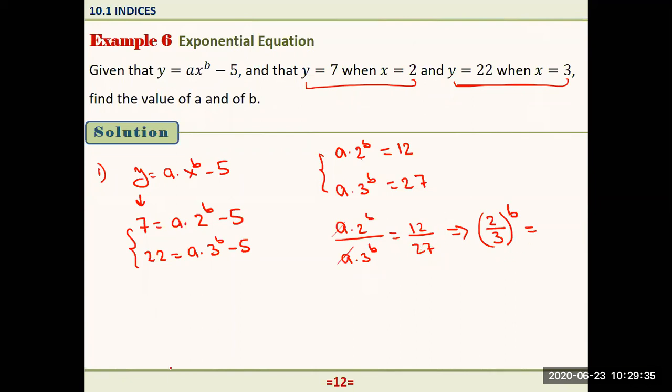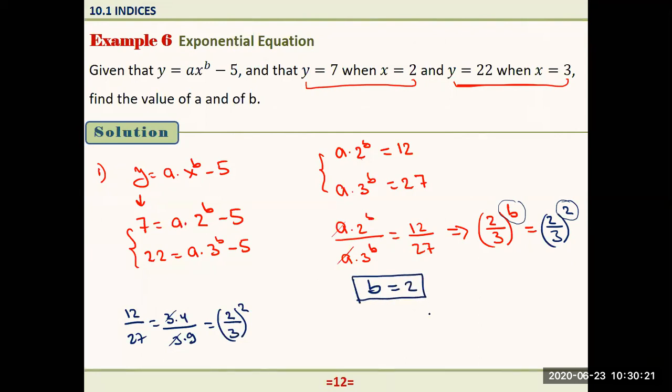First, you can simplify this. 12 over 27 is equal to 3 times 4 over 3 times 9, right? These 3's cancel each other, giving 4 over 9. What is 4? 2 squared. 9 is 3 squared. So that's equal to 2 over 3 squared. Now we have 2 over 3 to the power b, and 2 over 3 to the power 2. These bases are equal, so for these things to be equal to each other, the exponents must be equal. From here, b is equal to 2.